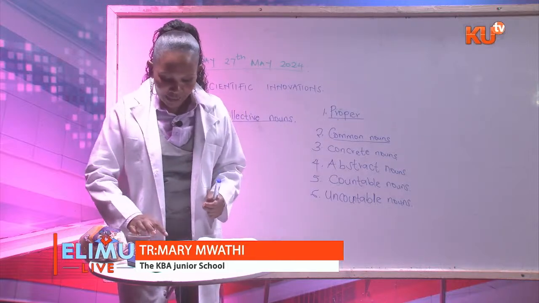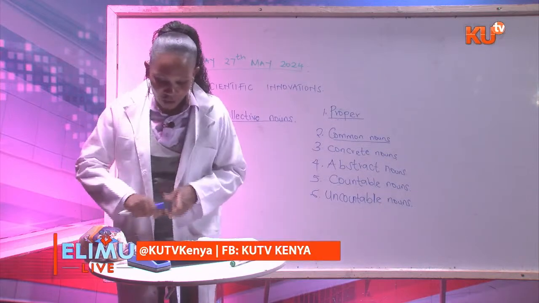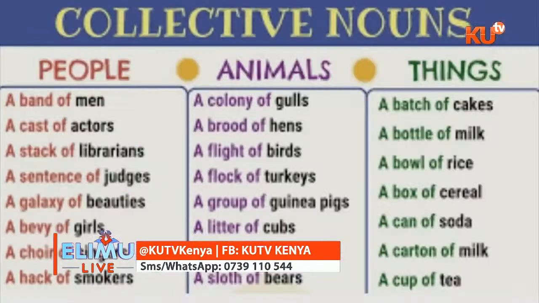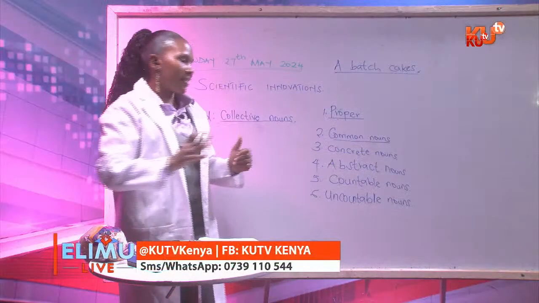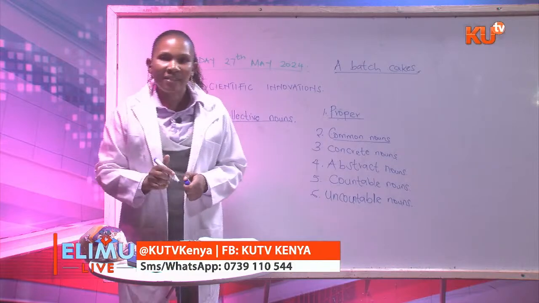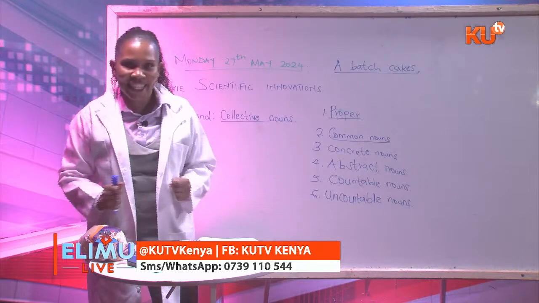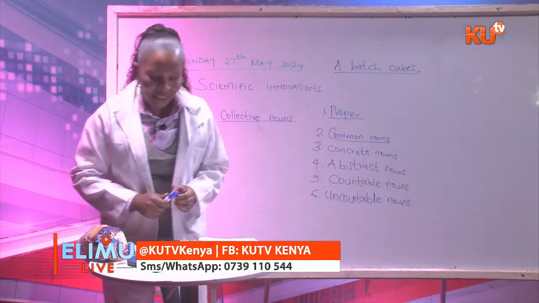We also have, the next one, the collective nouns for things. E.g., a batch of cakes. A batch. When we present many cakes together, they're in one place, e.g. in a wedding, we can say this is a batch of cakes. A batch of cakes, a group of one thing. We also have a bottle of milk.